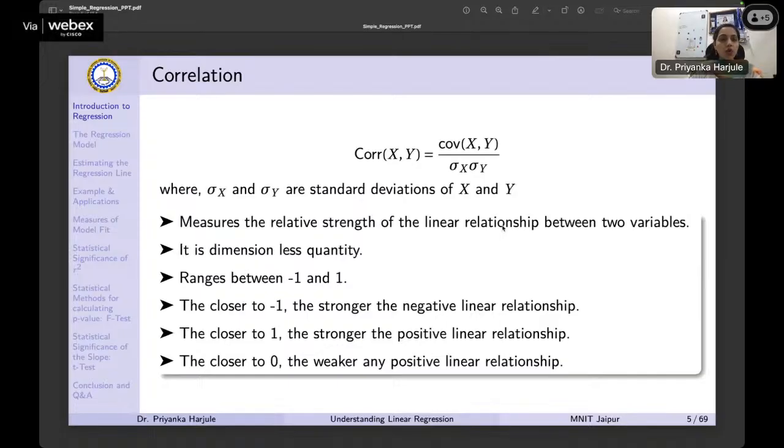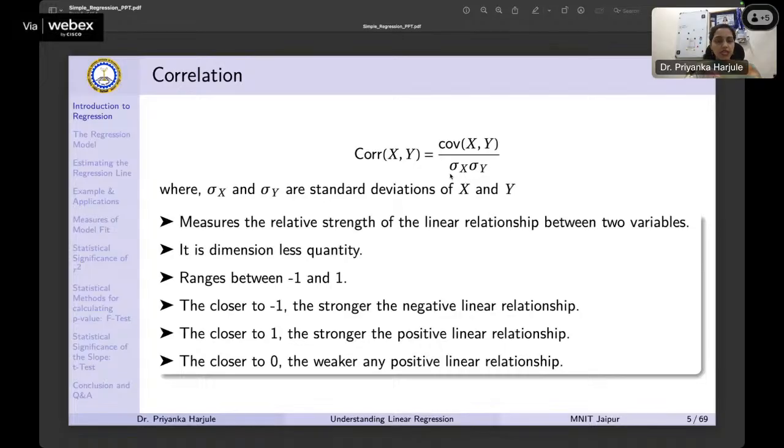Next, we have something called correlation, which is the division of covariance by the standard deviations. Here, sigma x and sigma y are the standard deviations of x and y. Covariance was unbounded, but correlation always lies between -1 and 1. It is unitless, dimensionless, whereas your covariance depends on the variables' units. This correlation is easy to interpret, whereas covariance is a bit harder to interpret.